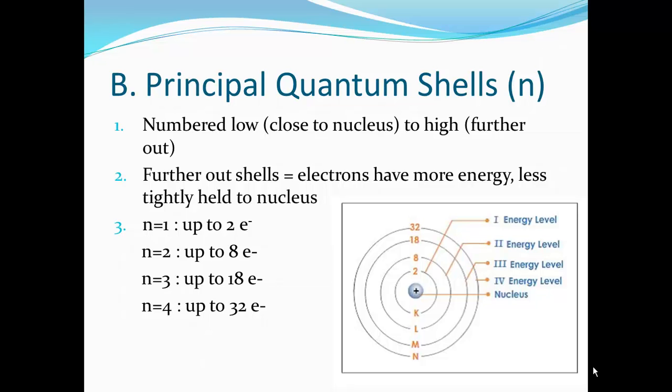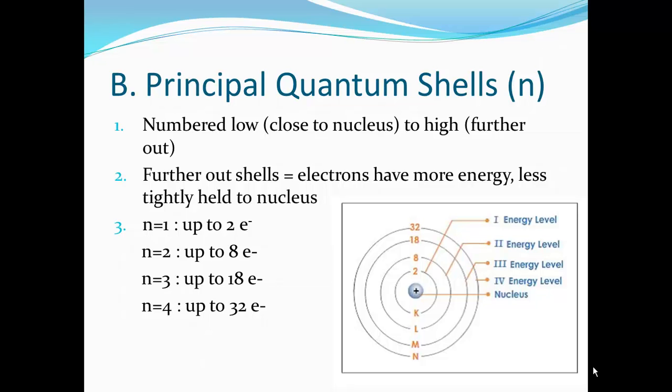So you can see the further out shells, more electrons have energy-wise because it takes more energy to move, and they're held less tightly with the nucleus because they're further away from the protons. Positive protons and negative electrons basically are trying to make an attraction, and the closer they are to the nucleus, the more the radius or diameter is smaller.